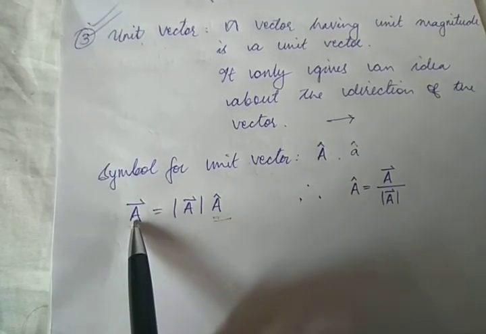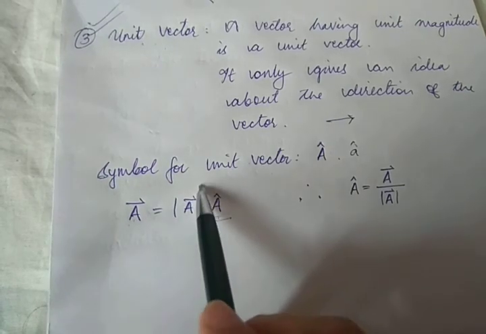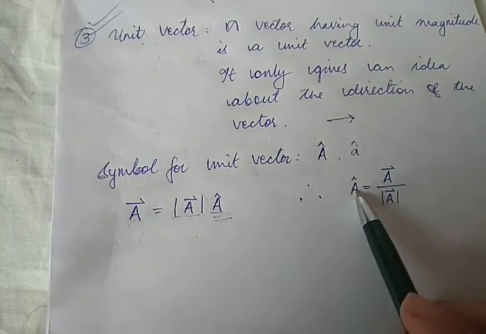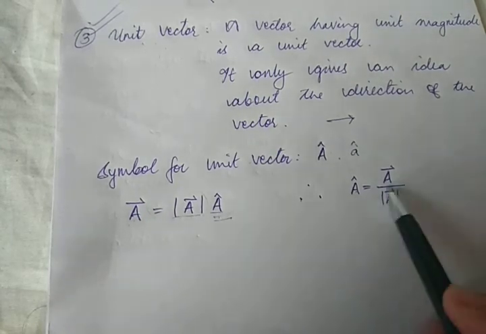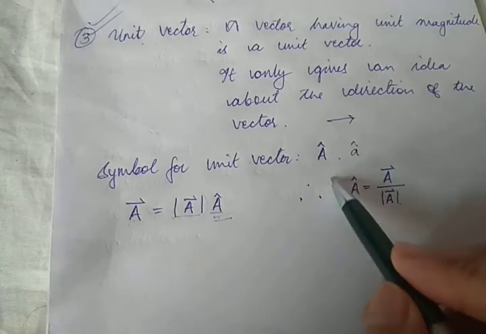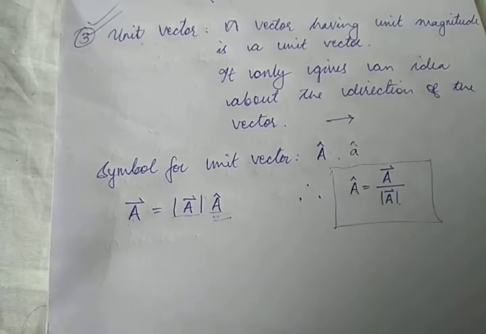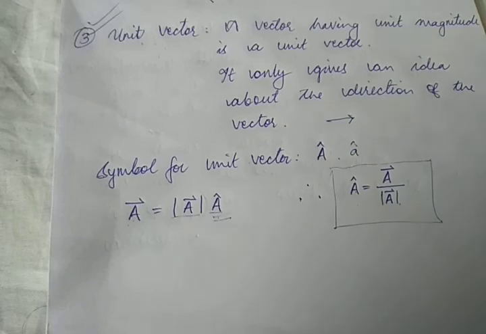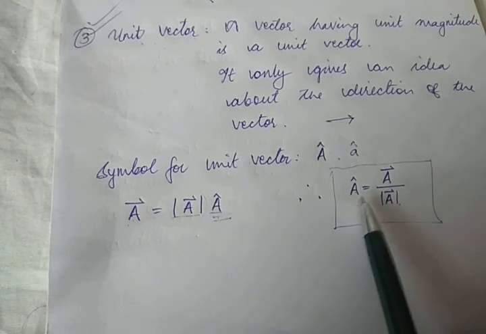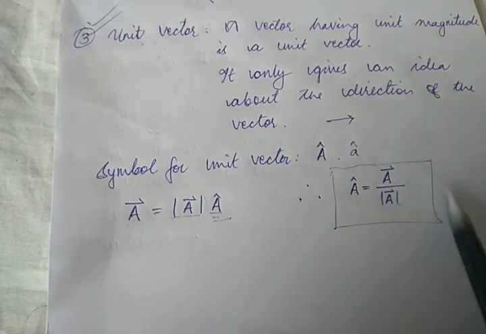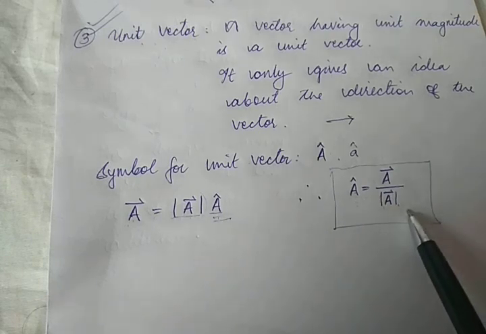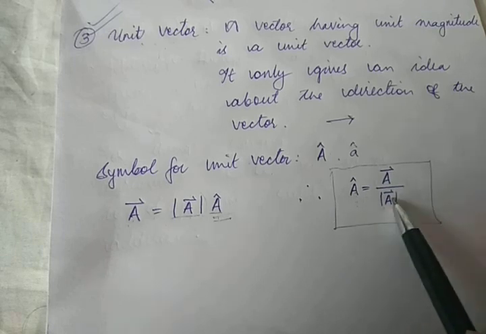So a vector on the whole can be represented by the magnitude part and its direction part. Thereby, a unit vector is written as the vector itself divided by its magnitude. This is the mathematical part, how to calculate unit vectors. We will do problems on calculation of unit vectors, but that is for another video. So remember, this is the mathematical definition of unit vector: the vector itself divided by its modulus, divided by its magnitude, so to say.